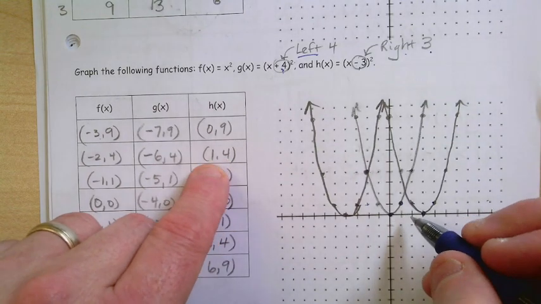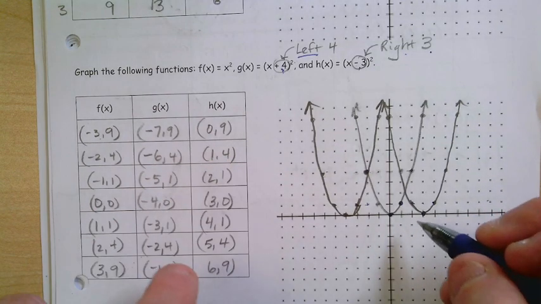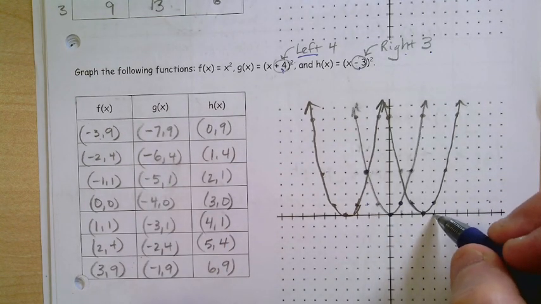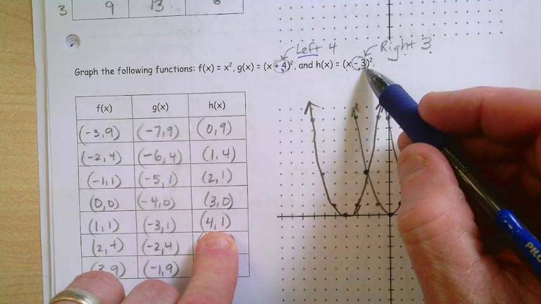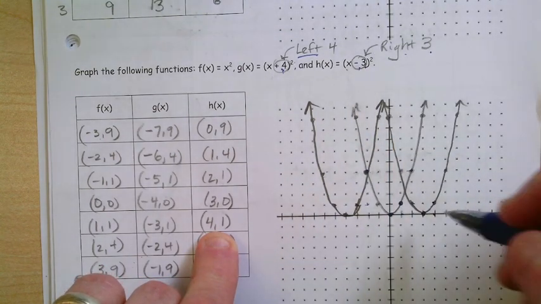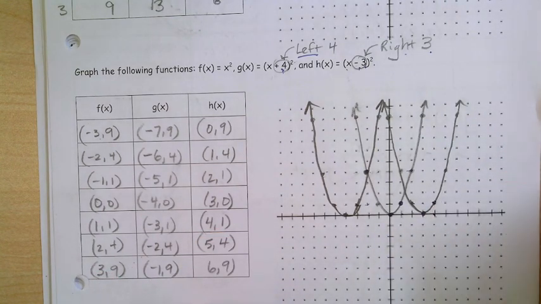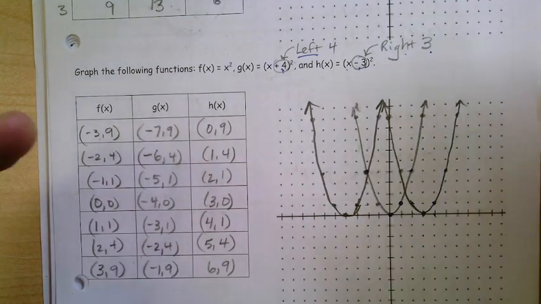At 1, it is positive 4. Okay, at 1, 2, 3, 4. At 4, it's positive 1. Again, 4 minus 3 is 1, and 1 squared is just 1. Okay, so again, 4, 1 is our corresponding point right there. So I hope that makes sense based on other things that we've looked at this year.